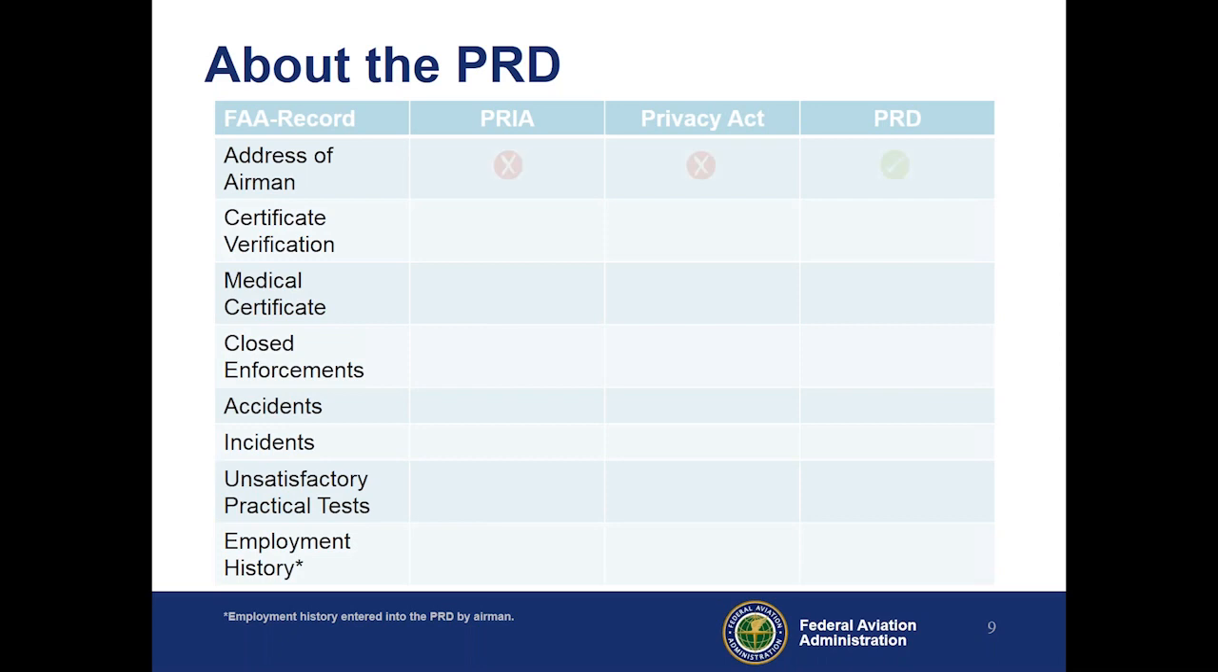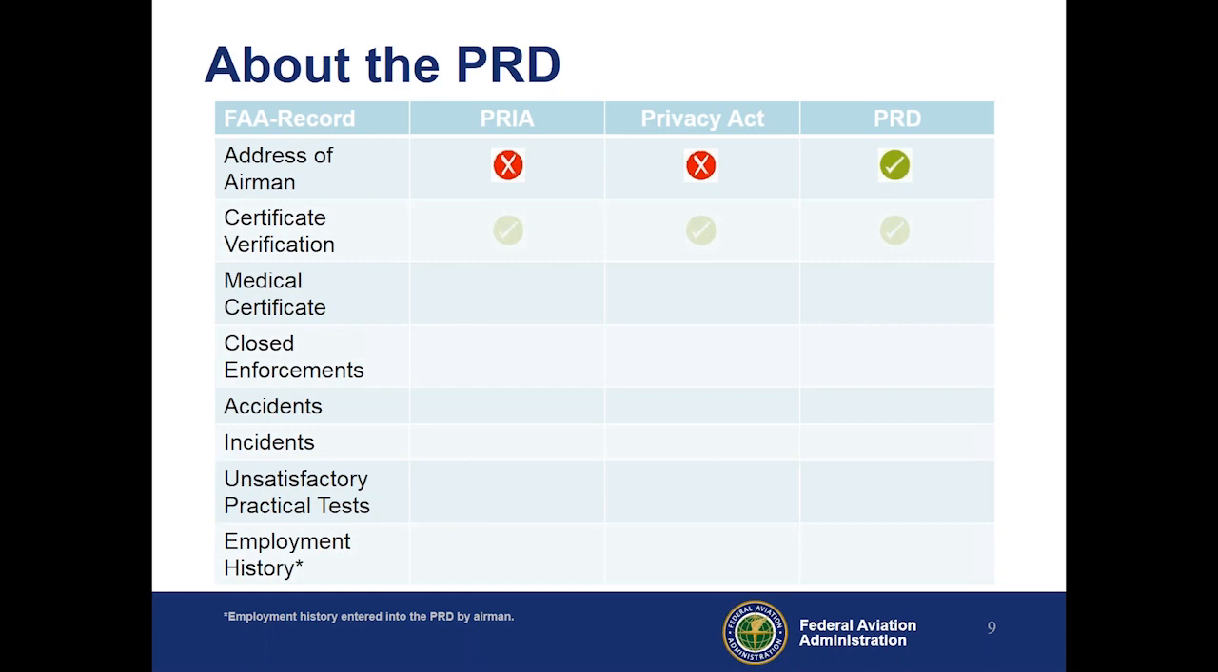So let's talk about some of the differences in PRD versus PRIA, and maybe also the Privacy Act. I know a lot of companies go beyond simply doing a PRIA request for their new pilots. They like to also do a Privacy Act request because you would get a little bit different information. So I want to take just a second and show you how some of that information is different in PRD. Actually, PRD is better, and here are a couple of examples. So the first thing is address verification. PRIA would not give you the airman's address as recorded by the agency, nor would the Privacy Act.